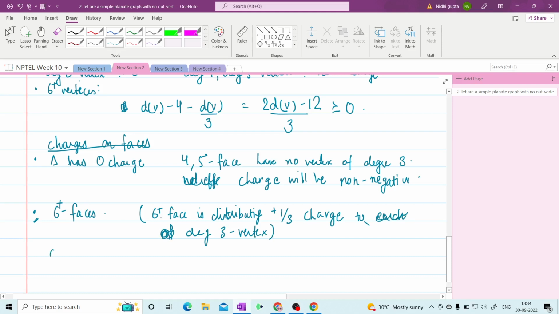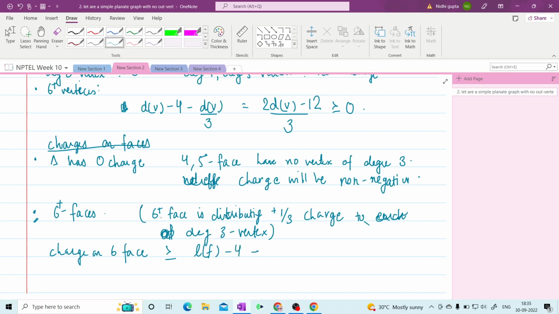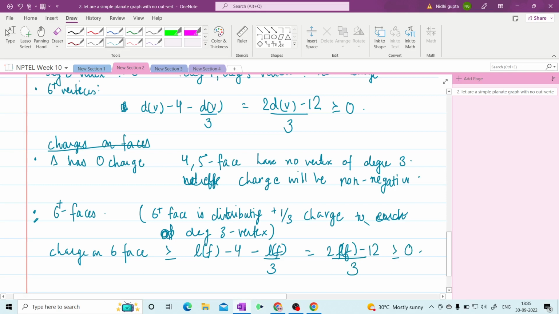So we see that the charge on a 6-phase will be greater than or equal to the earlier charge, which was length of f minus 4 minus, and the worst case scenario is that all these 6 vertices are degree 3. So LF by 3, and from the previous calculation we see that it is nothing but (2 LF minus 12) by 3, which is also greater than or equal to 0.